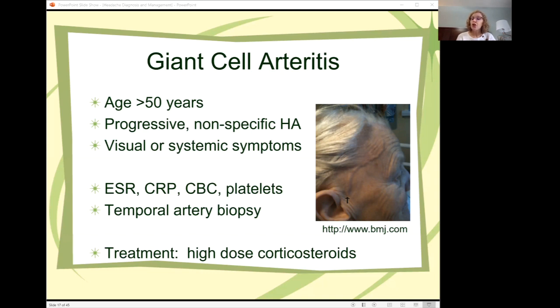These patients, again, should be sent to the ER, and steroid treatment should be initiated immediately. The headache and systemic symptoms generally improve quickly with steroid treatment, but unfortunately, vision loss is usually irreversible despite steroid treatment.